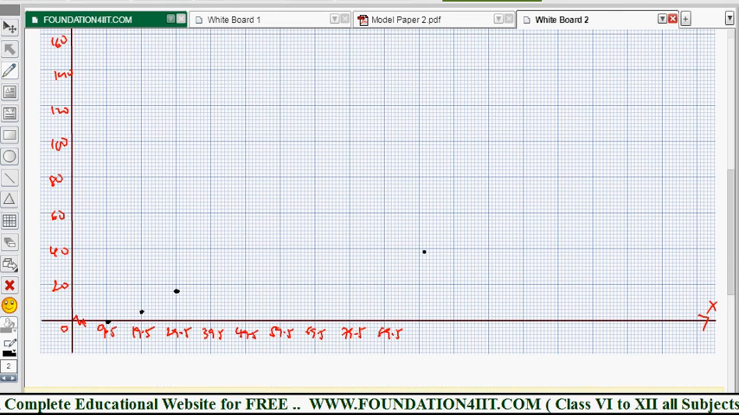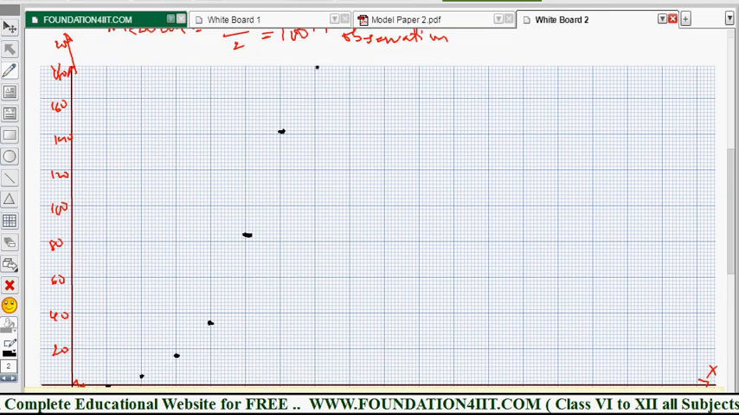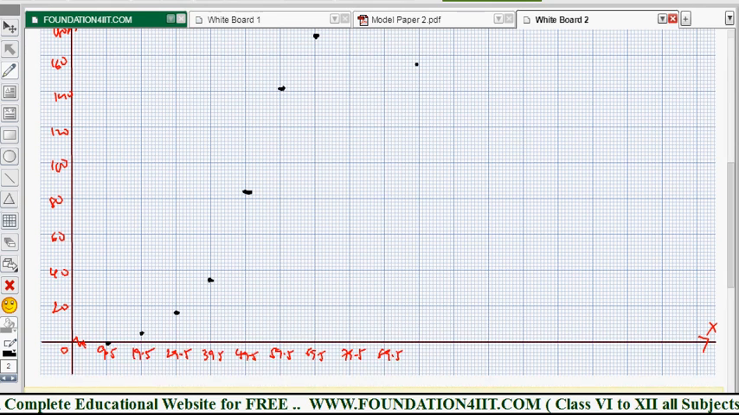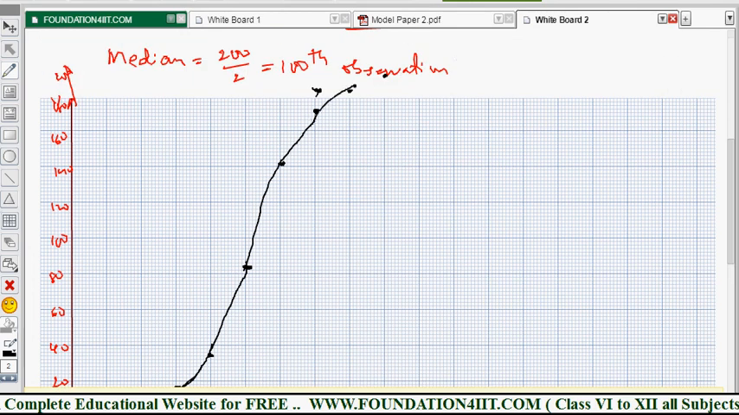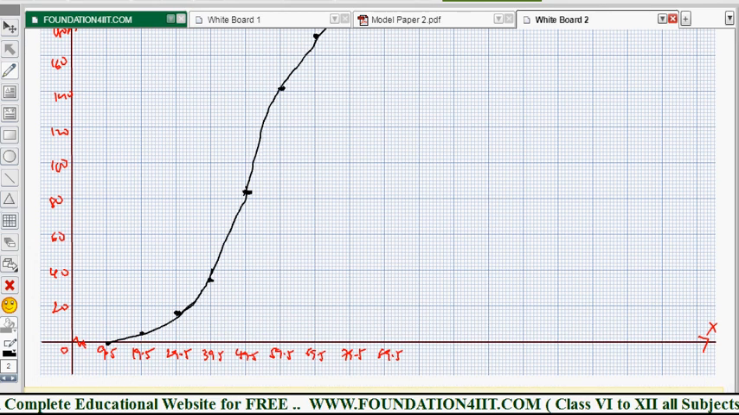Then when you take all this in order, 39.5 to 38, so it's 38 and 84 and 41 and 78, 178 and 193, and next is 200. So just join these points freehand. Up to 200 you can join. Now using this ogive graph we can find out the answers.